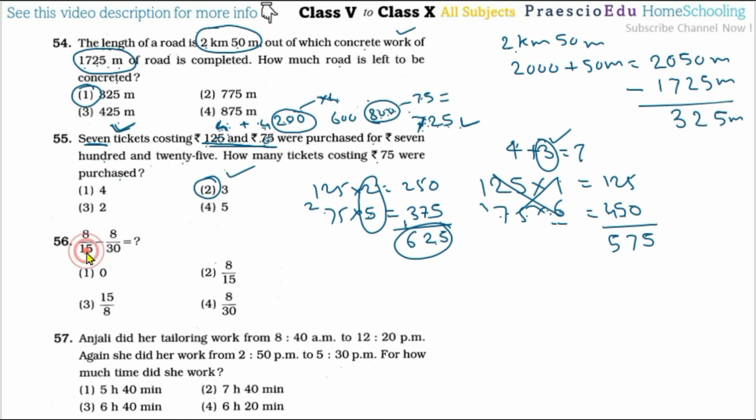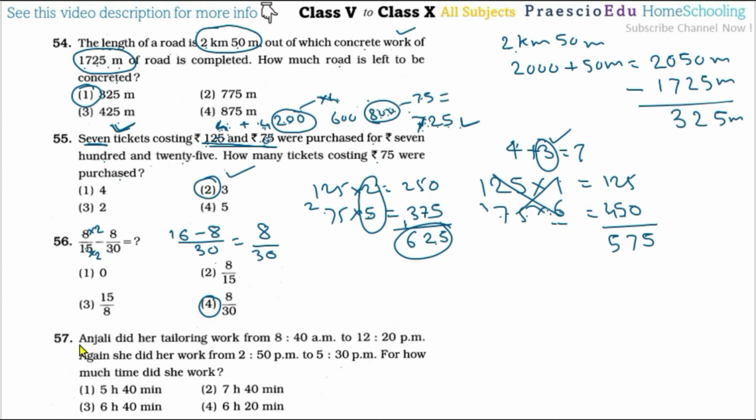So here the denominator is 15, here it is 30, so we will make the denominators equal, equal to 30, because 30 is the highest one. To make it 30 here, we have to multiply the numerator by the same number. So 8 to the 16, and then minus this 8, and the denominator is the same, which is 30. So now that is 8 by 30. So 8 by 30 means option number 4 is the correct one.